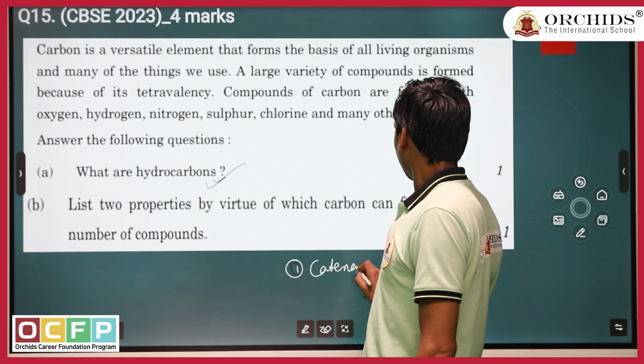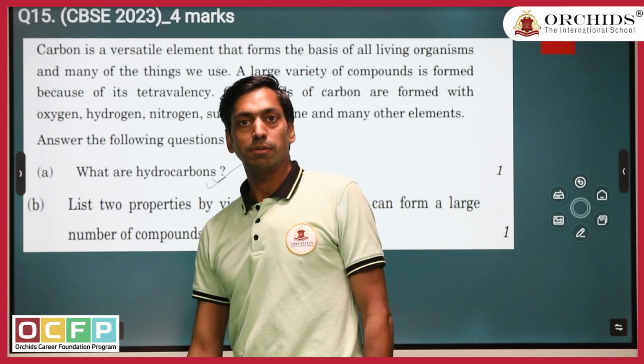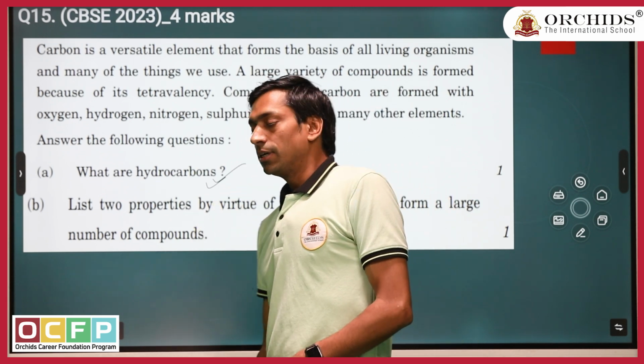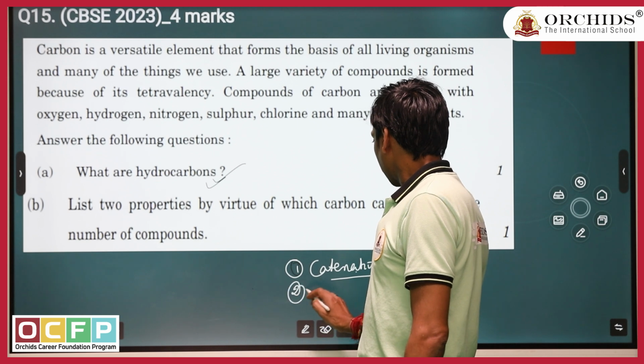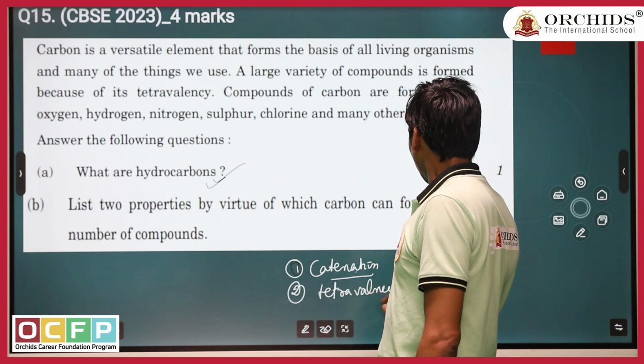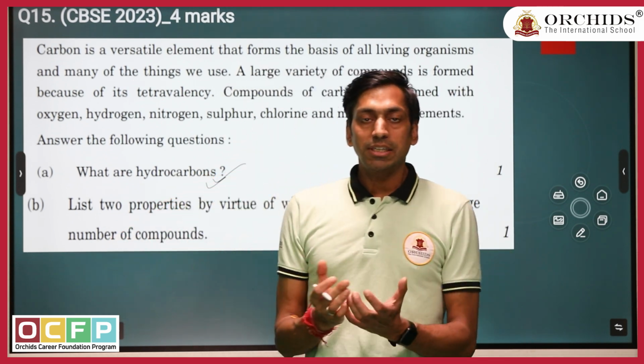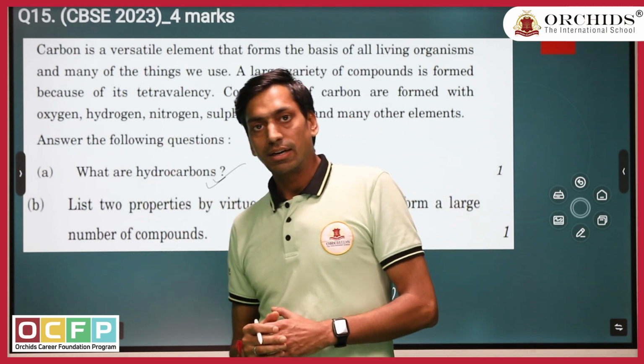That is catenation. Catenation is what? It is a unique property of carbon to form a strong and stable compound with itself. And the second we are having is what? It is having tetravalency. Carbon is having valency 4, that is tetravalency. Because of that, carbon can form 4 different bonds with carbon itself or some other monovalent element also.